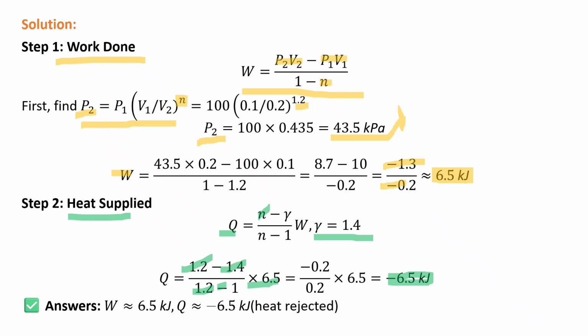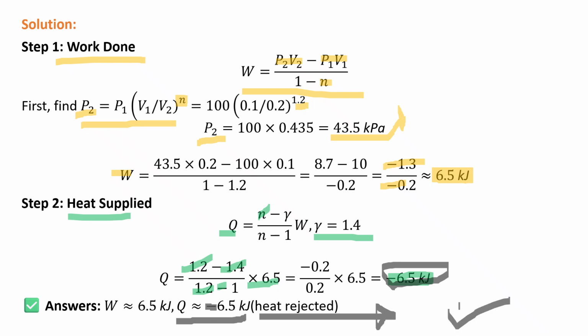So you have to write the answer Q equals 6.5. You should not write this negative sign. Just write Q equals 6.5 kilojoule, and in the bracket you have to write heat rejected equals 6.5 kilojoule, because the Q value must not be negative. If this answer was positive, in that case you have to write heat supplied is 6.5 kilojoule. Here it is with a negative sign, so in the answer you have to write heat rejected equals 6.5 kilojoule. This is a very important thing.